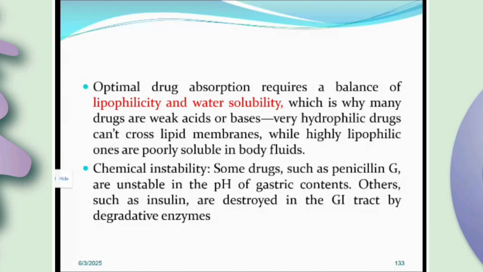Optimal drug absorption requires a balance of lipophilic and water solubility, which is why many drugs are weak acids or bases. Very hydrophilic drugs can't cross lipid membranes, while highly lipophilic ones are poorly soluble in body fluids. Chemical stability. Some drugs such as penicillin G are unstable in the pH of gastric contents. Others such as insulin are destroyed in the GI tract by digestive enzymes.